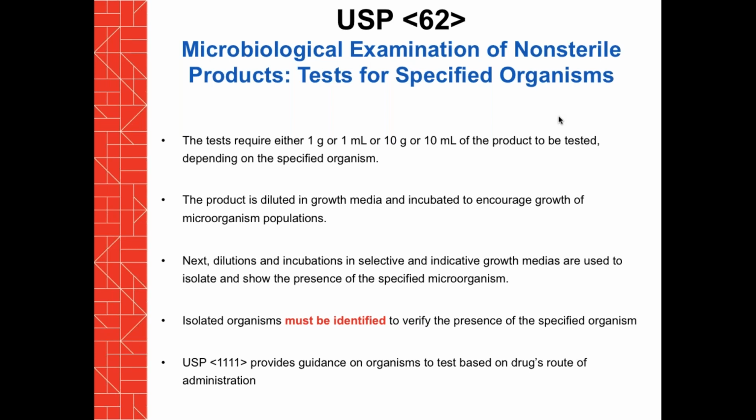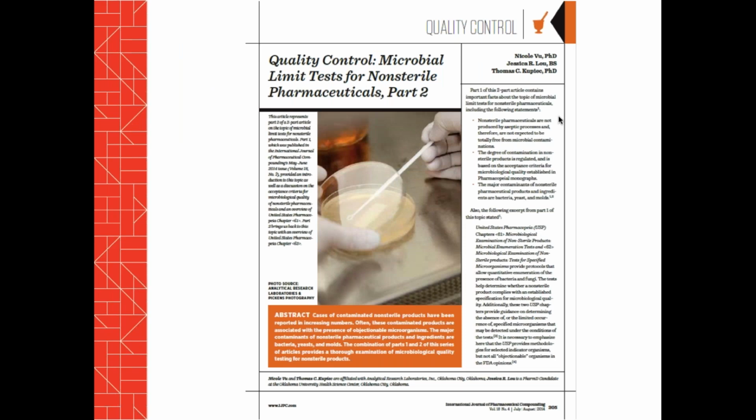Inoculations, incubation temperatures, and the growth media used are all geared toward the isolation and recovery of specific or specified microorganisms. When microorganisms are isolated during the absence test, they must be identified to verify the presence or absence of the specified microorganism. This is another article composed by Dr. Vu in Quality Control, showing the microbial limits for the specified microorganisms as noted in Part 2.